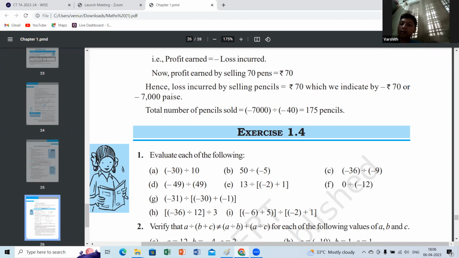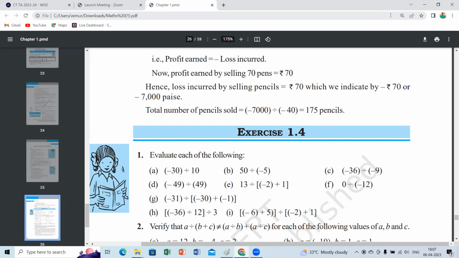-30/10. Ma'am, it is equal to -3. Very good. The second bit, Nana. Ma'am, B, 50/-10. Ma'am, -10. Very good. Now the question goes to Anubhav, C and D. Yes, ma'am. Ma'am, C is +4. Very good, +4. And D bit? Ma'am, D bit will be -1. -1, very good.